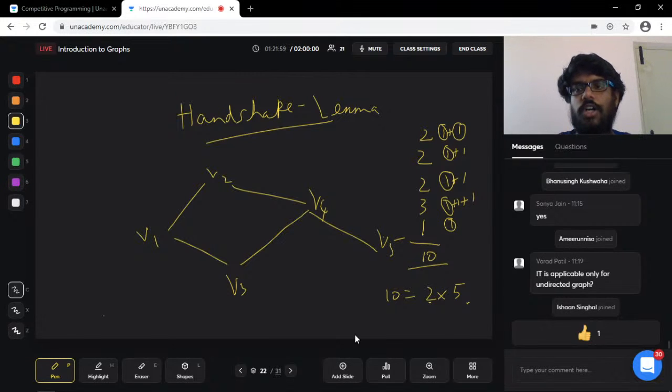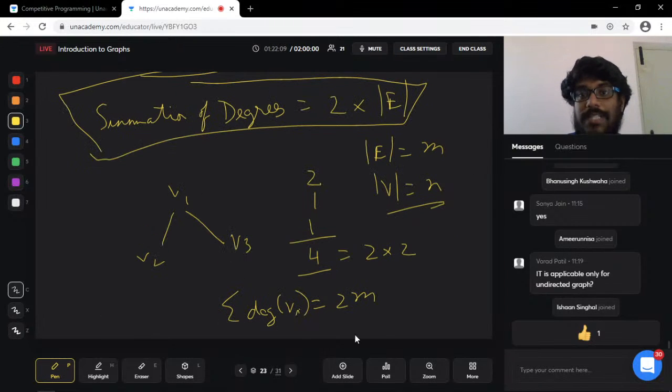Each edge contributes 2 to the sum of degrees, and so when I add everything up, it's an even number because it's 2 plus 2 plus 2 many times. So it's going to be an even number, and in particular, it's just going to be 2 into the number of edges, which is exactly this.